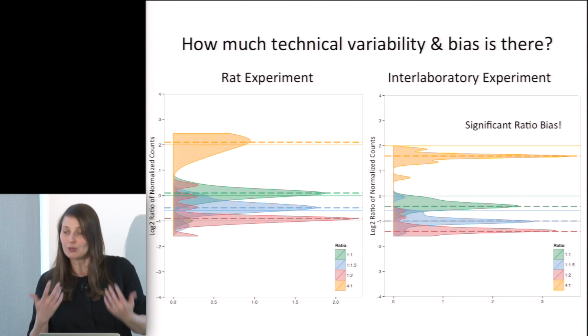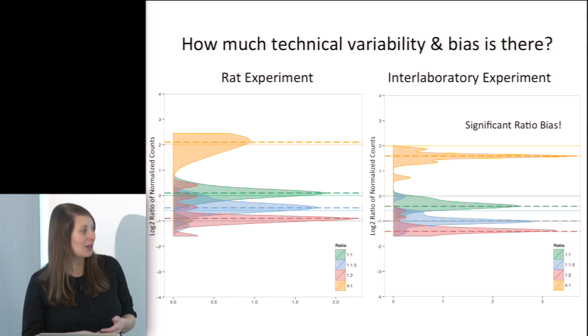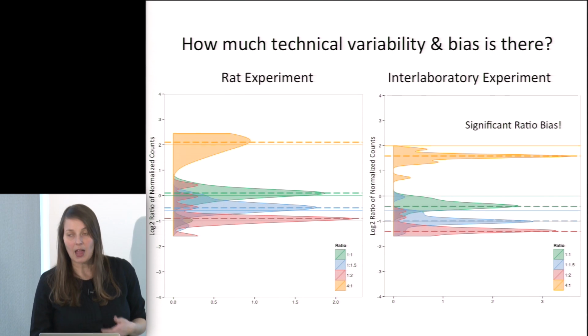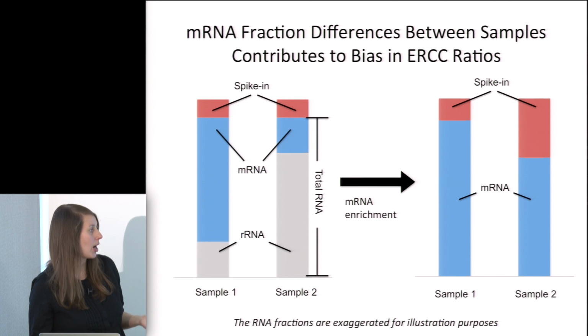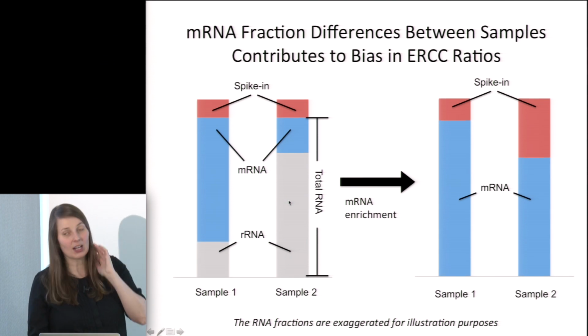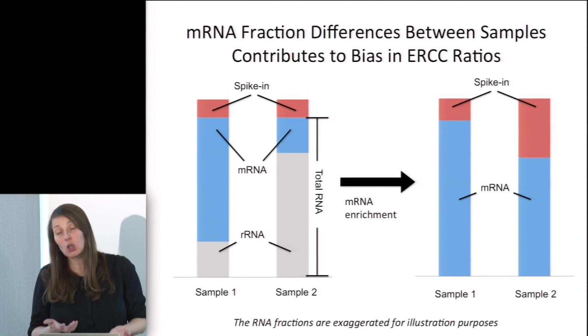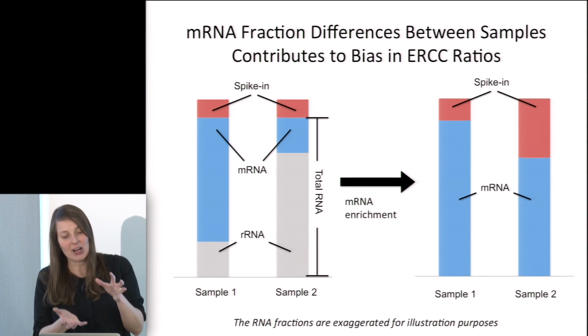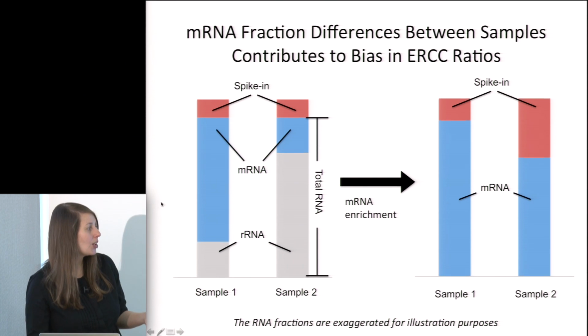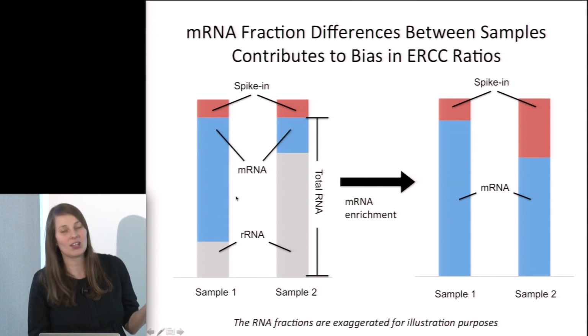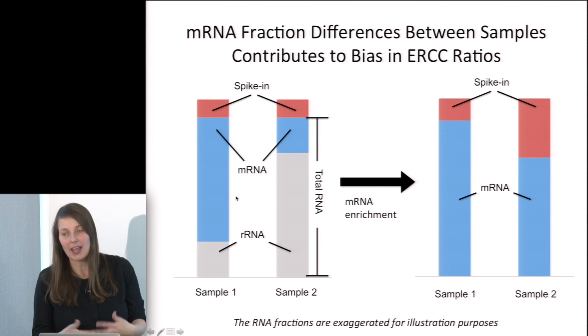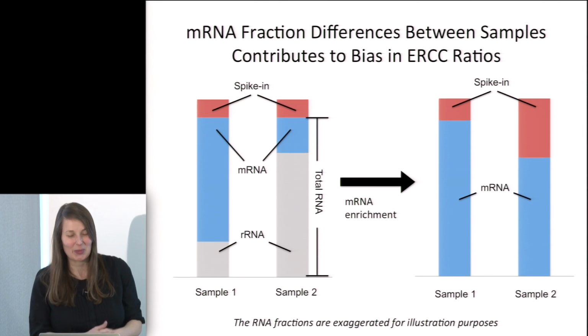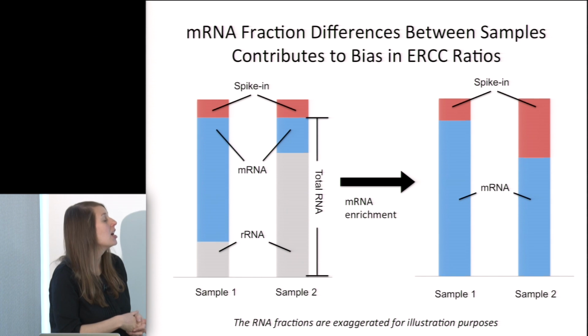And there's a reason for this in this particular experiment, and that is mRNA fraction differences, and I'll describe that briefly here. This is actually really important, and it's actually really cool. It's a feature of the ERCC controls that you can actually see this mRNA fraction difference between samples. And so if you imagine you have sample 1 and sample 2 consisting of message RNA, mRNA, and ribosomal RNA, and of course many other RNA molecules, but this is a very simplified cartoon here.